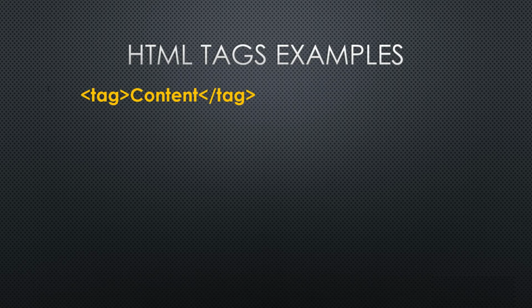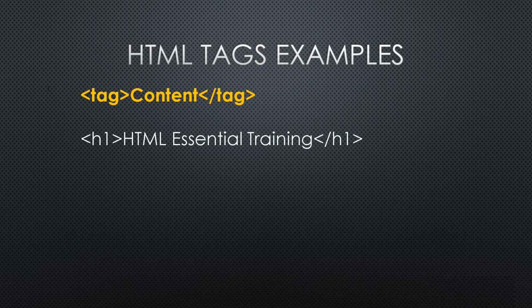The general structure of HTML code is there is a start tag, then there is content and an ending tag. The content can be text or images or videos or whatever. For example, HTML essential training is a heading. It says the heading of a paragraph.